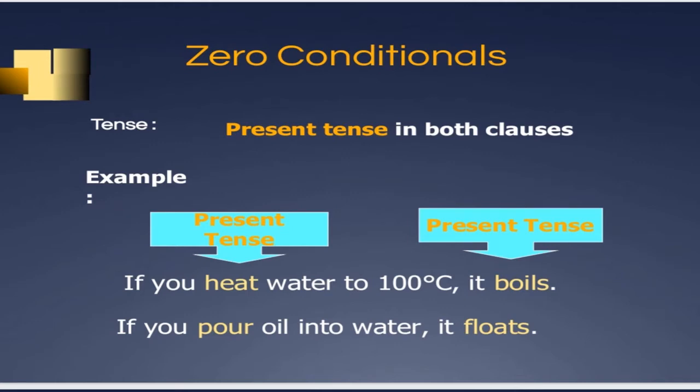The tense which we use in both clauses is the simple present tense. For example, if you heat water to 100 Celsius, it boils. You notice the if clause is in simple present and the result or the main clause is also in simple present tense. Similarly, if you pour oil into water, it floats. The if statement is in simple present tense and the main clause is also in simple present.